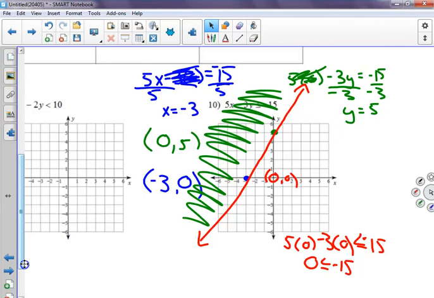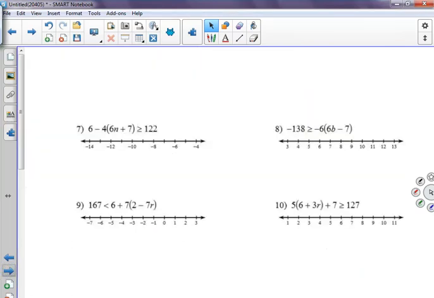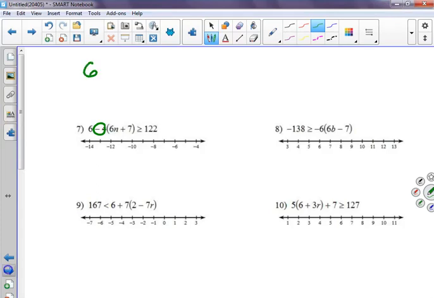Okay, let's see, keep it moving. All right, I'll solve. We'll just solve the first one. I'm going to distribute the negative 4. Remember, it's always the number and the sign before it. So I get 6 minus 24n minus 28. Combine my like terms. I get negative 24n minus 22.